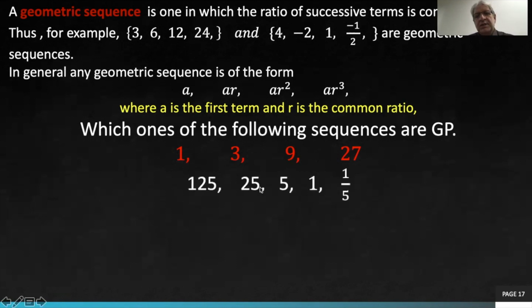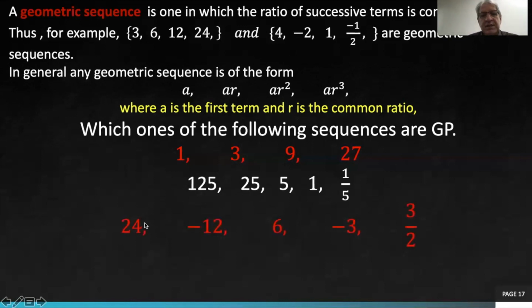Now, let us look at the second one, 125. If you divide or multiply by 1 over 5, you are going to get this. Again, multiply by 1 over 5, you are going to get this. Again, you are multiplying by 1 over 5, you are going to get 1. And then again, multiply by 1 over 5, you are going to get 1 over 5. That means this is a geometric progression.